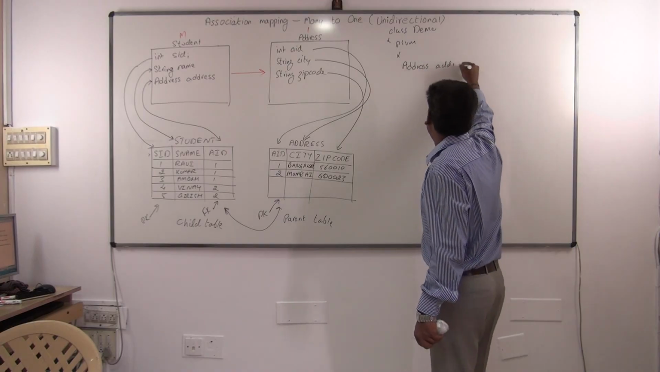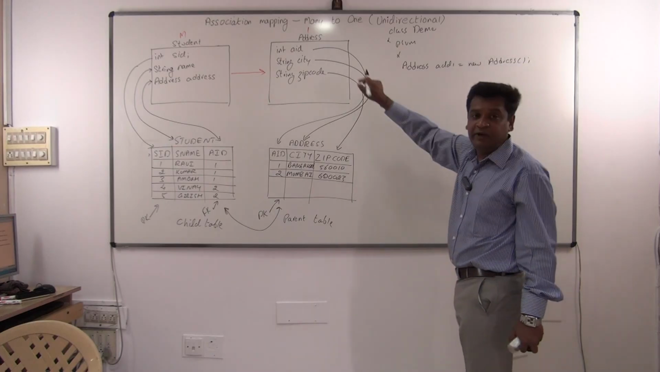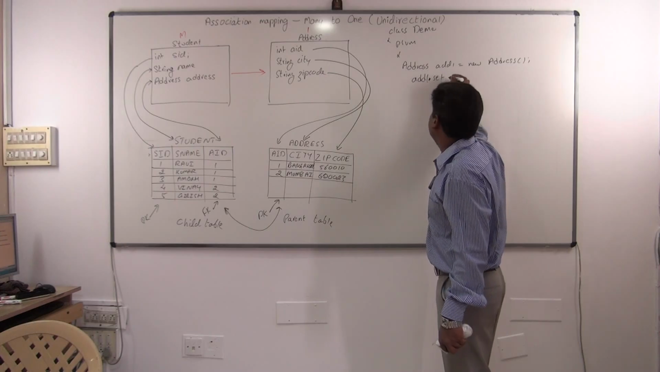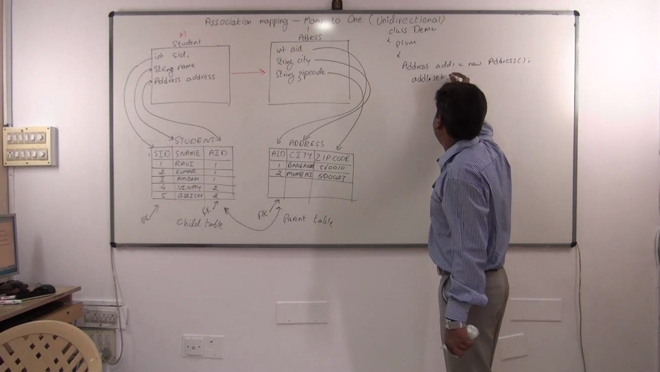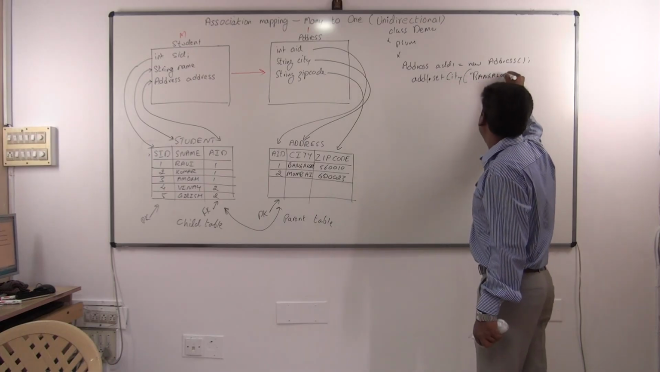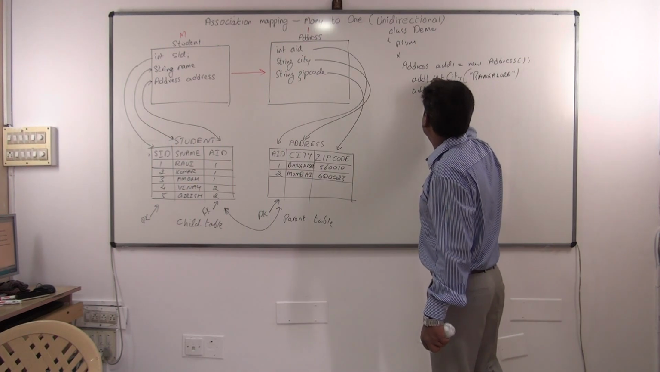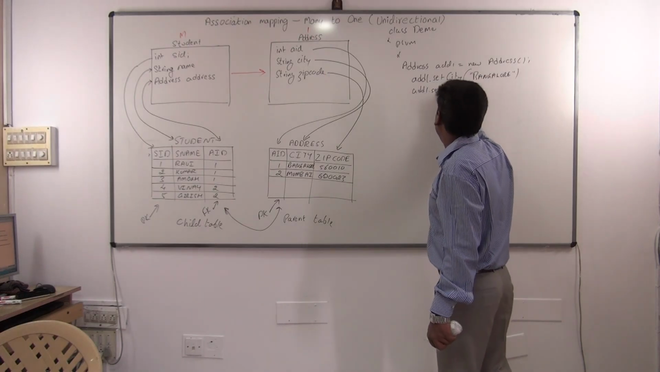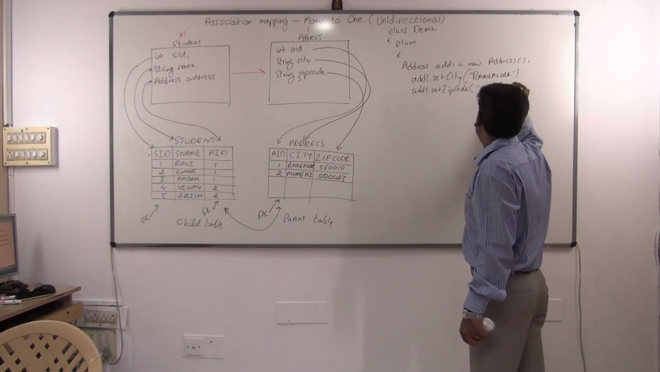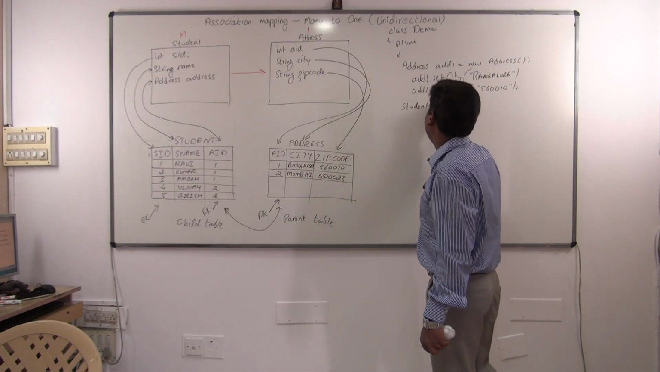Address add1 is equal to new Address. Means an address object will be created. Next, what will I do? Address1 dot set city, and I store the value of Bangalore. Then address1 dot set zip code, 560010.